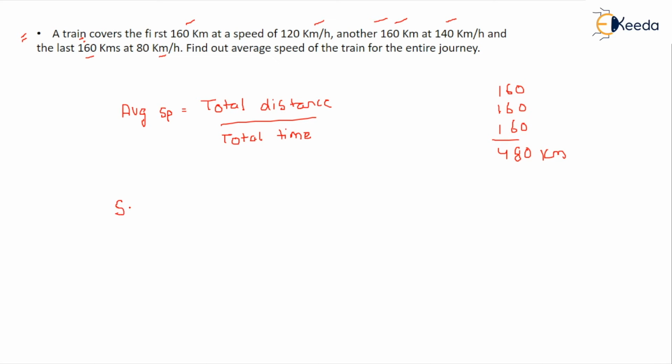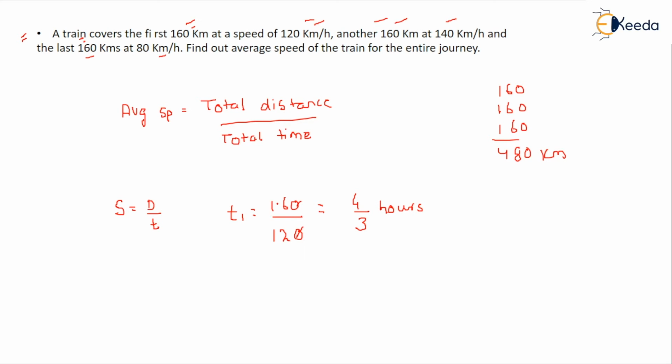So what is our formula? Speed equals distance upon time. The first 160 kilometers are covered at a speed of 120 kilometers per hour. From this we can find the time, because we have the distance and the speed. So distance upon speed is equivalent to time. T1 is the time for covering the first 160 kilometers at 120 kilometers per hour. This can be cut and we can write it as 4 by 3. Just keep it in fraction hours.